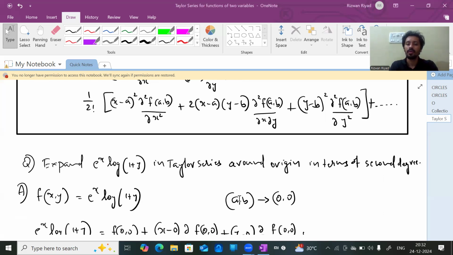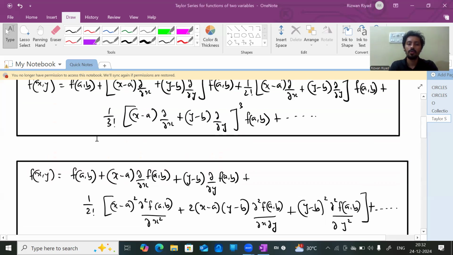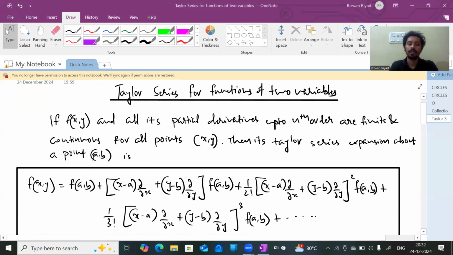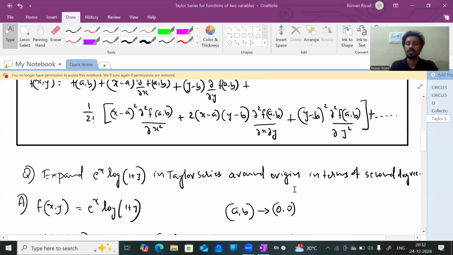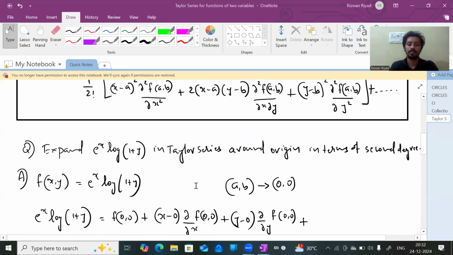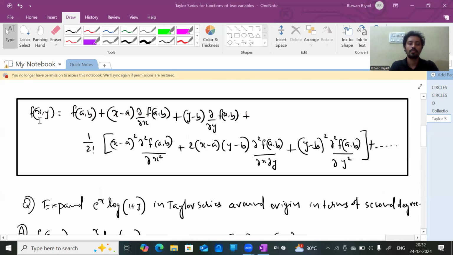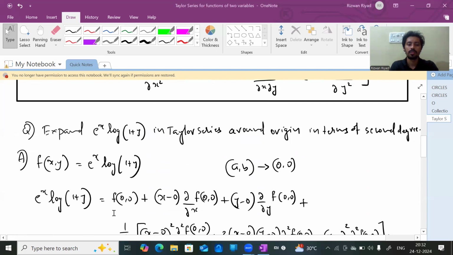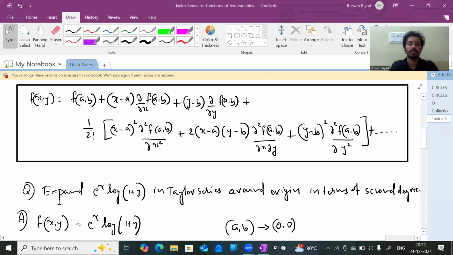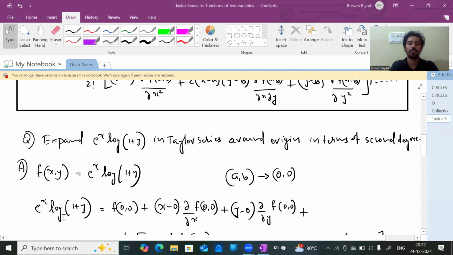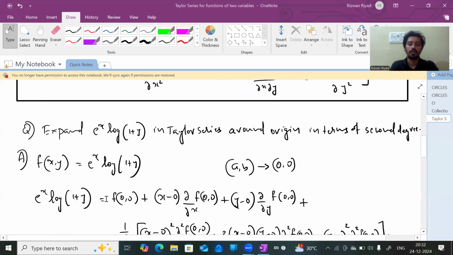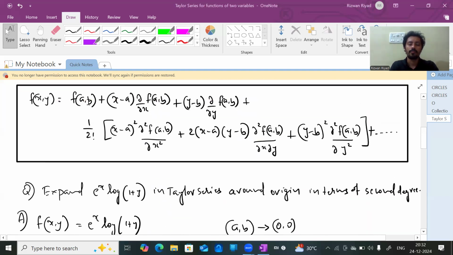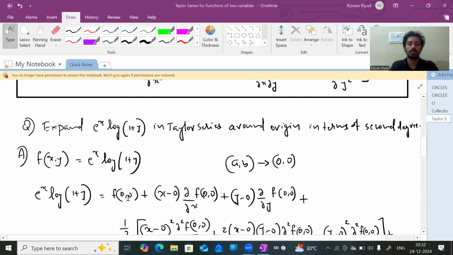They are asking about the origin. This is the Taylor series expansion about a point a, b, but in the question they are asking about the origin. So here a, b is the origin, 0, 0. So what will happen to our Taylor series expansion? First we have f of x, y. Instead of this f of x, y, we can write e raised to x log(1 plus y). I am substituting here. Equal to. Next we have f of a, b, so that f of a, b becomes f of 0, 0 because a, b is 0, 0 here.